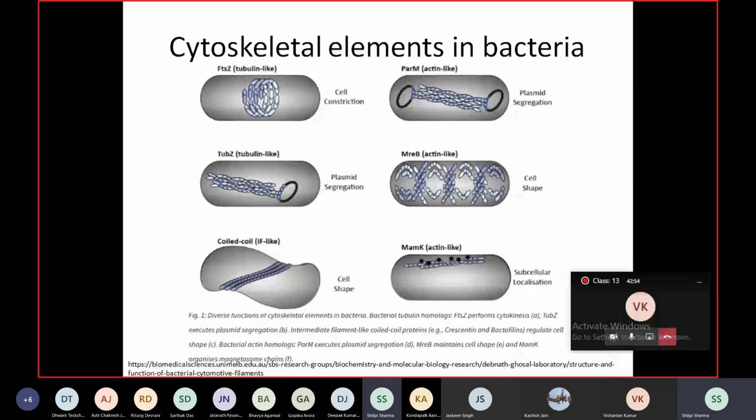Because they have a role to play in cell division. So I earlier mentioned just three of them: FtsZ, MreB, and crescentin, if you remember. I want to draw your attention to FtsZ, which is involved in cell constriction during division, and MreB has a role to play in maintaining the shape of the cell. There are other elements which help in the segregation of plasmids. Professor Preeti in the department works on plasmid segregation and the mechanistics involved. For us, what is of interest here is FtsZ and MreB.